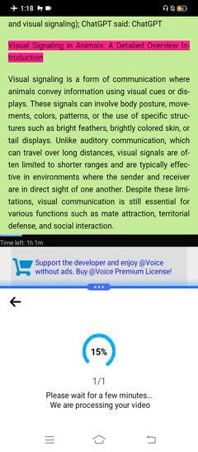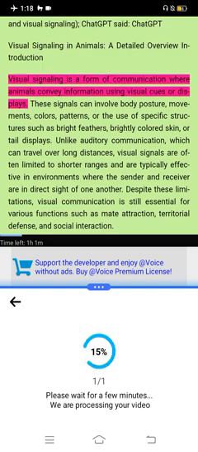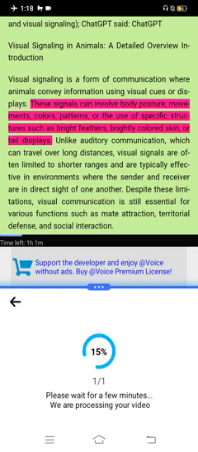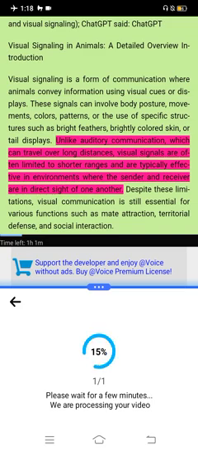Visual signaling in animals: a detailed overview. Introduction. Visual signaling is a form of communication where animals convey information using visual cues or displays. These signals can involve body posture, movements, colors, patterns, or the use of specific structures such as bright feathers, brightly colored skin, or tail displays. Unlike auditory communication, which can travel over long distances, visual signals are often limited to shorter ranges and are typically effective in environments where the sender and receiver are in direct sight of one another.